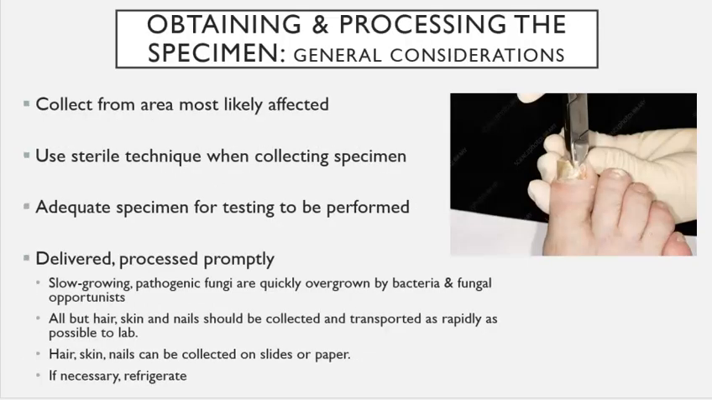Some general considerations when collecting mycology specimens: you want to collect from the most affected area. You want to use sterile technique. You want to collect an adequate amount of specimen for testing to be performed. You want delivery to be prompt to the laboratory. You need to be aware that slow-growing pathogenic fungi are quickly overgrown by opportunistic bacteria and fungi. Any hair, skin, and nails should be collected and transported rapidly to the lab. Hair, skin, and nails can be collected on slides or paper, and if necessary, samples can be refrigerated.